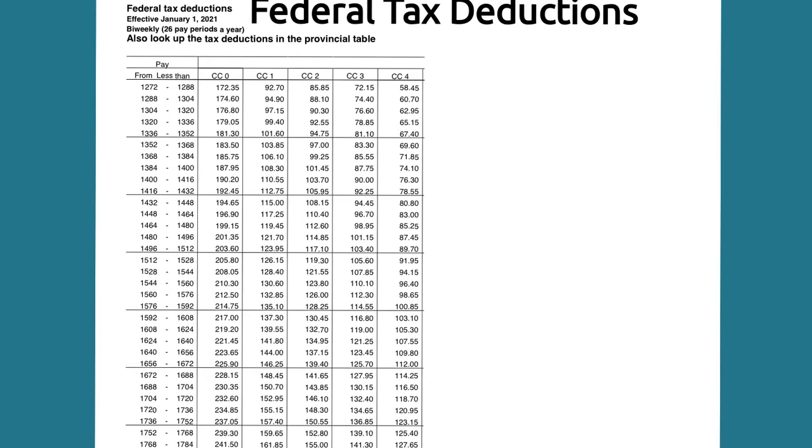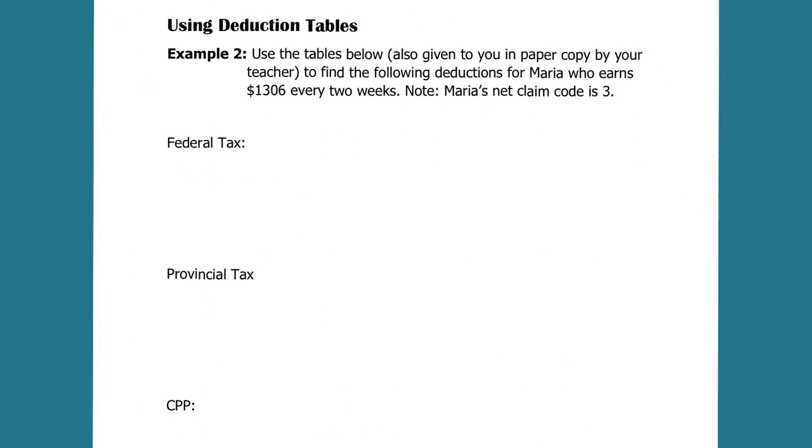So the first thing we want to do is look for where $13.06 would fall under this pay column. We see that $13.06 would be in this range, somewhere between $13.04 and $13.20. Then we also know that she's C3, so we go down this column, and here we go over. We see where they connect, and that's right here. I'll circle it here. So it's $76.60. We go back up to our note, and for federal tax, she pays $76.60.